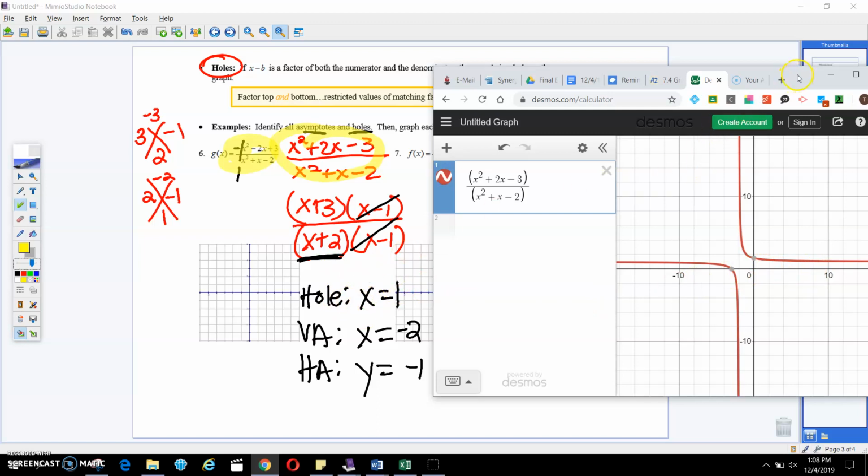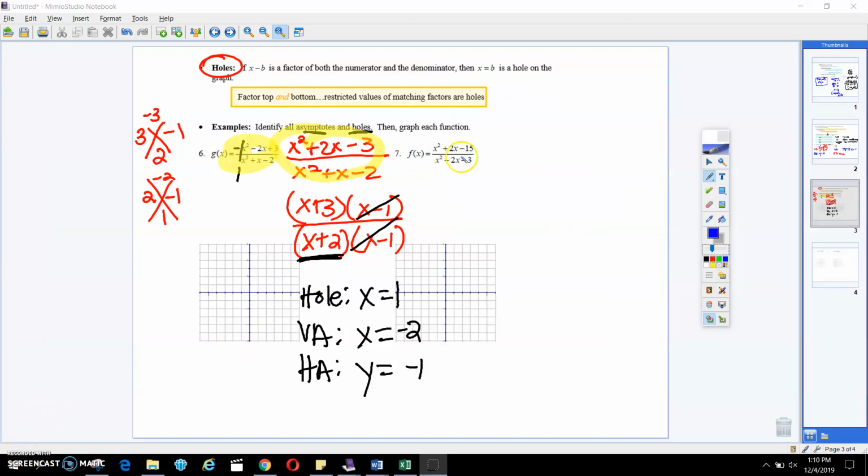So what I mean by that is if you type second graph into your calculator, you're going to see the table. You're not going to see the hole in your graph. You're going to see it in the table. So look at when x equals 1. There should be an error at x equals 1.